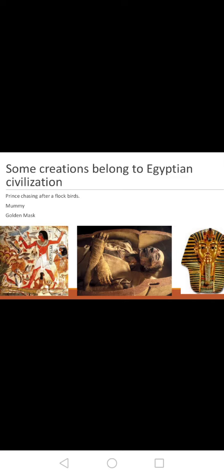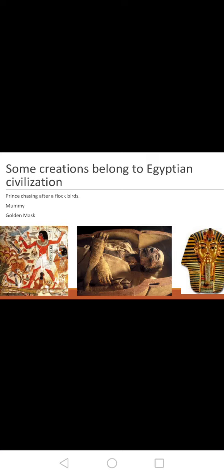These are some creations belonging to the Egyptian civilization. The first picture is an old Egyptian picture which shows a prince chasing after a flock of birds. The surroundings have been beautifully painted in the picture.